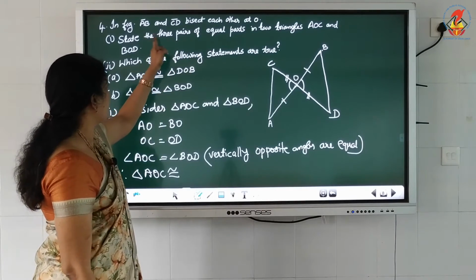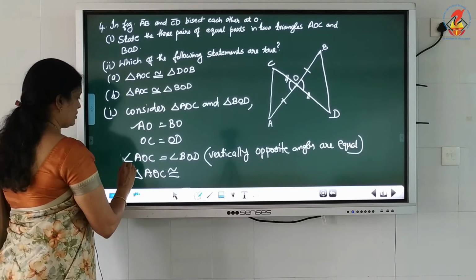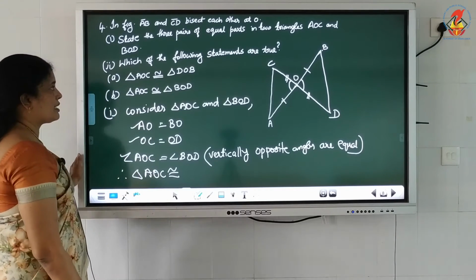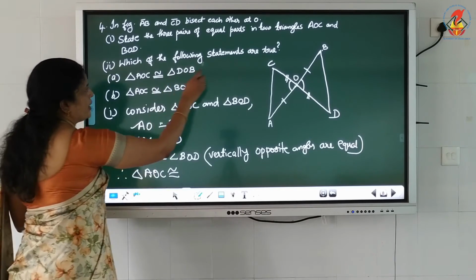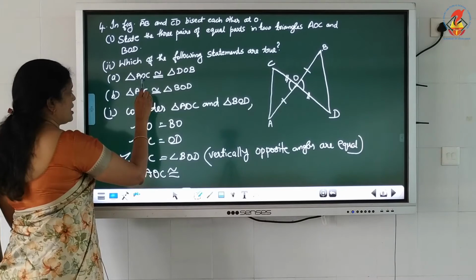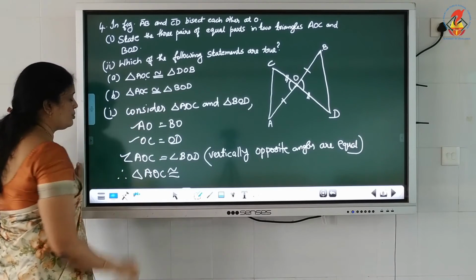Here, state the three pairs of equal parts. We already proved it, wrote it there: three equal parts in two triangles AOC and BOD. Next, which of the following statements are true? Is it triangle AOC congruent to triangle DOB, or triangle AOC congruent to BOD?